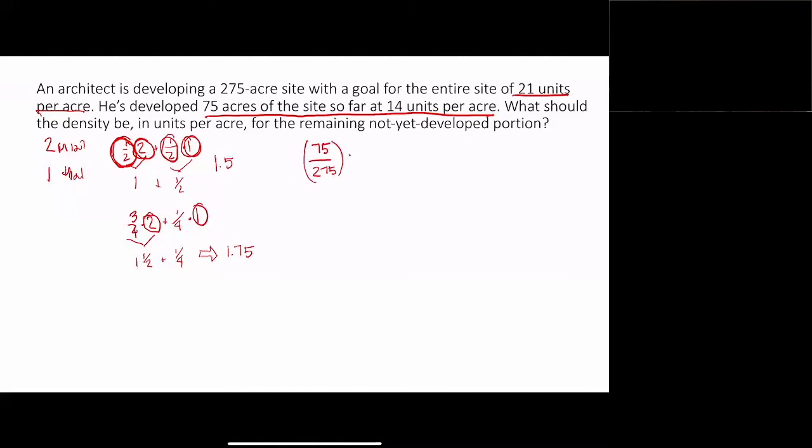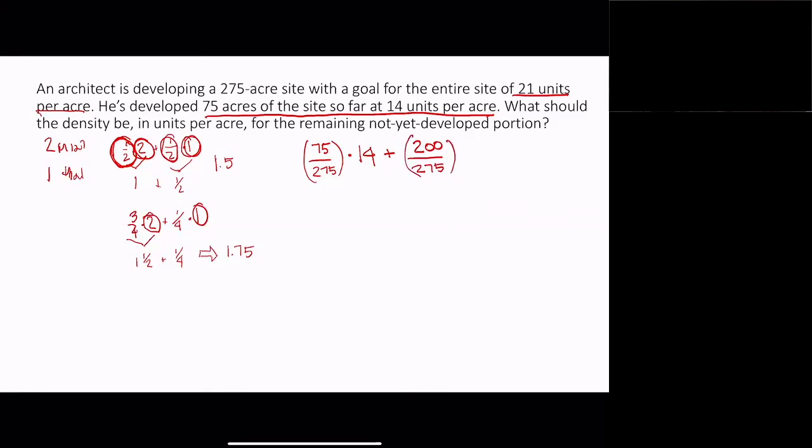And the value we've done so far is 14 units per acre. And we can add that to the proportion that we still have to do, which is 200 over 275, because we've only done 75. So 275 minus 75 is 200, times x, what we're trying to solve for. What's the value of the rest of the site is going to be equal to 21.